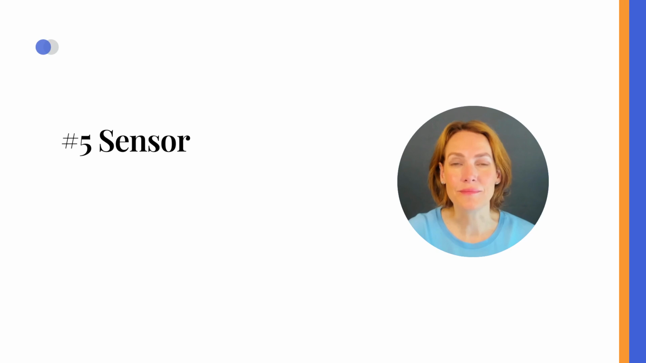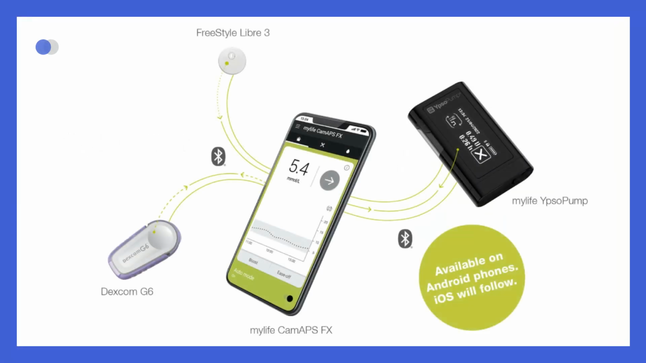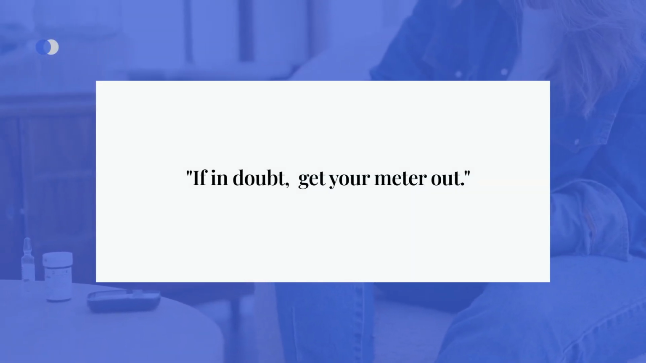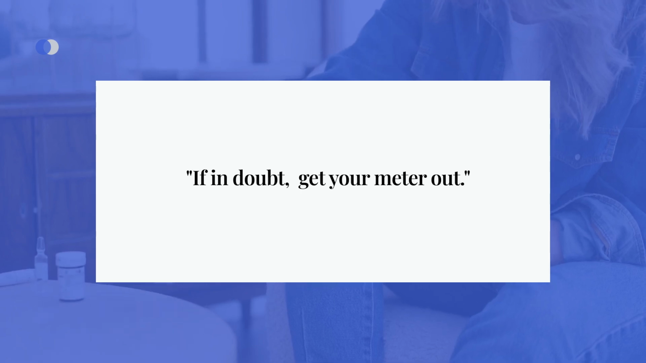5. Sensor. Mylife Loop can be used with the Dexcom G6 or the Freestyle Libre 3 sensor. You can easily switch between the two sensors. If you have doubts about the accuracy of your sensor reading or do not feel it reflects your condition, perform a finger prick test to confirm.